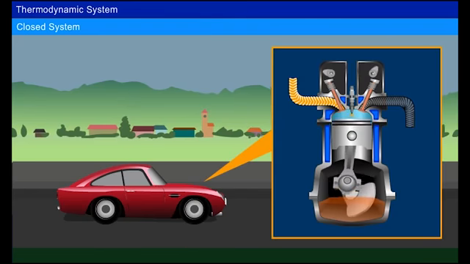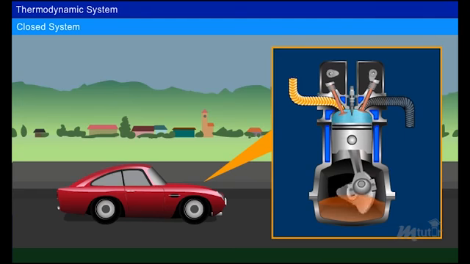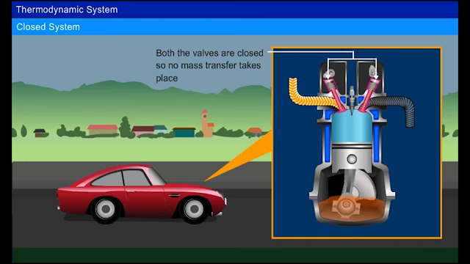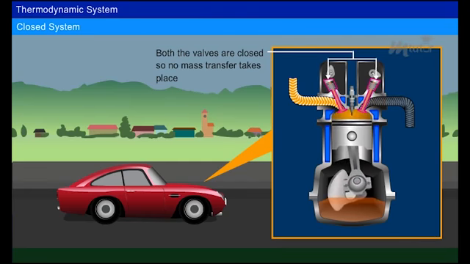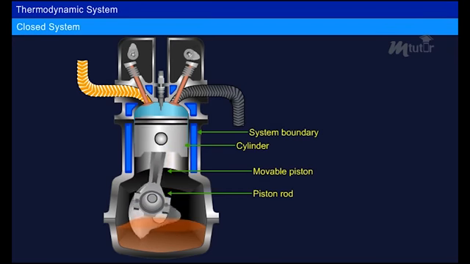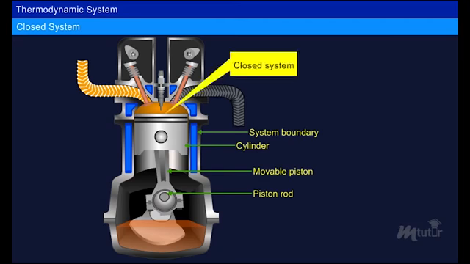You are watching the working of an IC engine. The inlet valve opens and air is drawn during the suction stroke. We can see that both the valves are closed during the compression stroke. The piston moves upwards and compresses the air at high pressure and temperature. No mass transfer takes place since all the valves are closed until the piston reaches the top dead center. This is an example of a closed system.